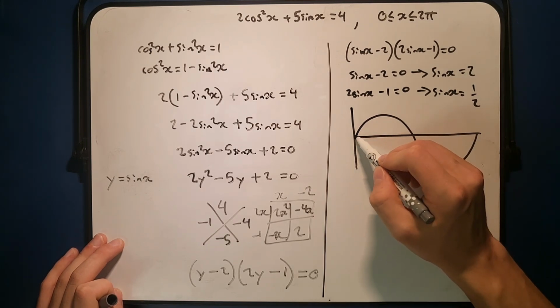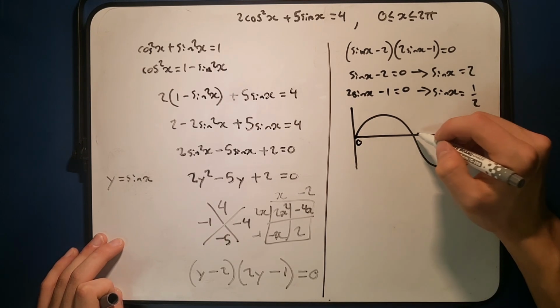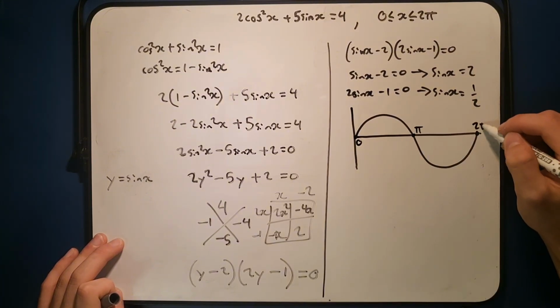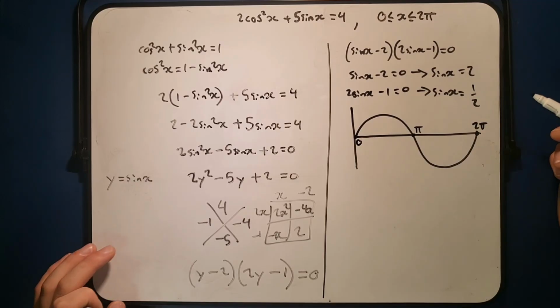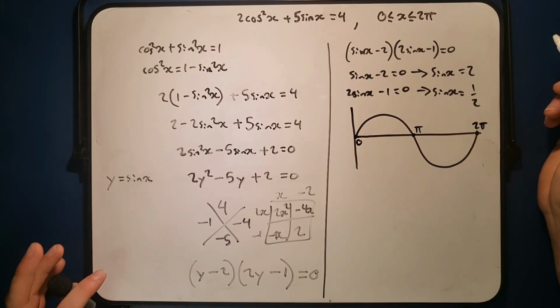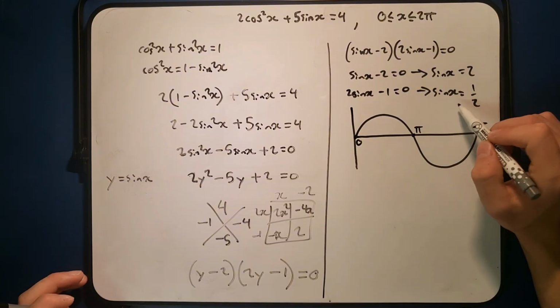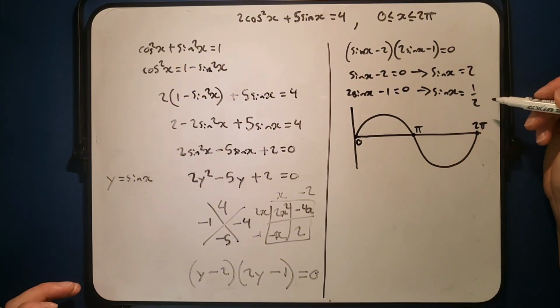And here, this is equal to 0. Here, this is equal to pi. And here is equal to 2 pi, as a full cycle is 2 pi, and a half is pi. Now, the question we're asking here is, at what point of x does it give 2 or a half?